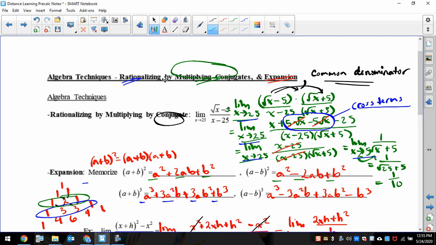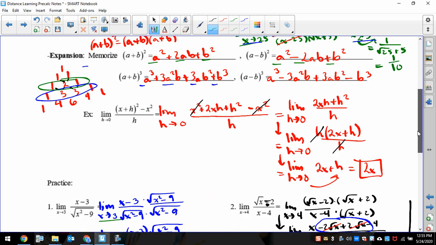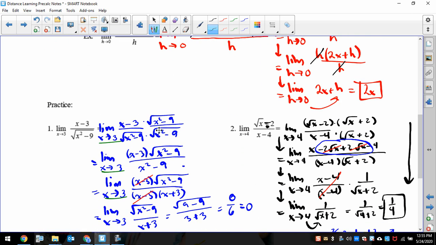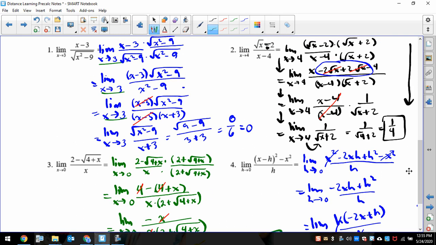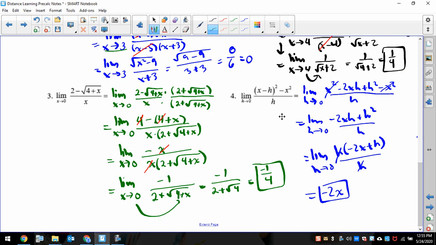Also, we saw some where you had to rationalize. That was this one right here. We had to rationalize and multiply. We saw some where you had, this was the conjugate, number 2. Let's see, number 4, we had to expand and simplify.